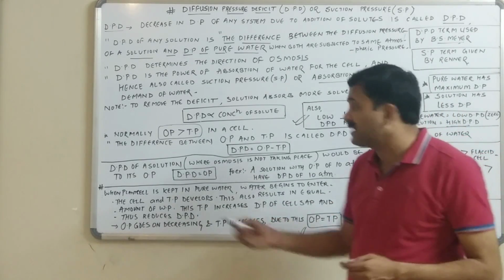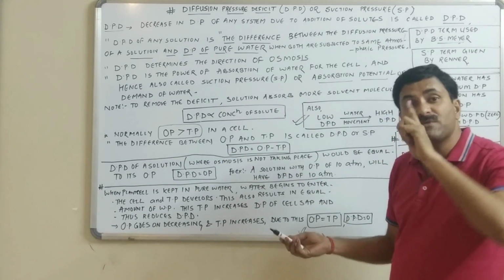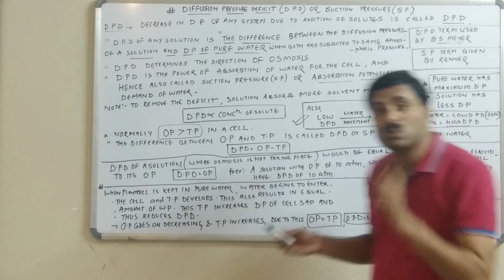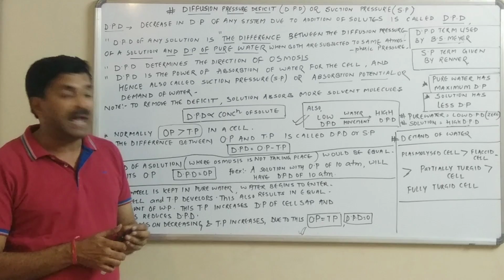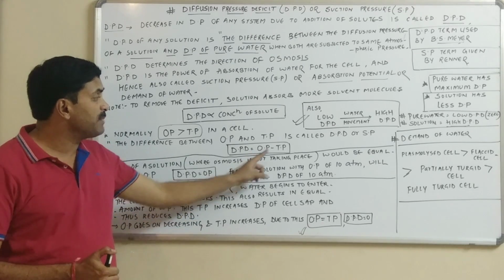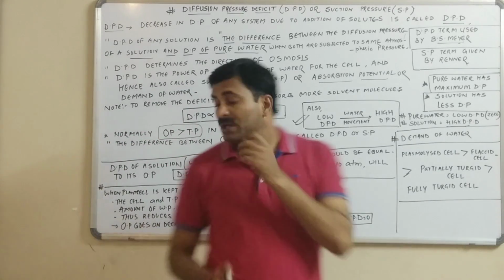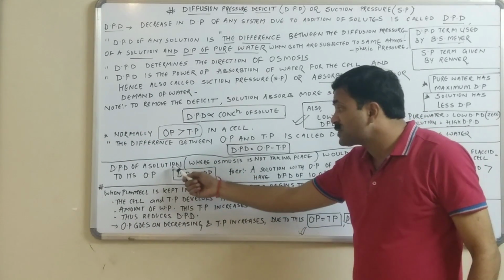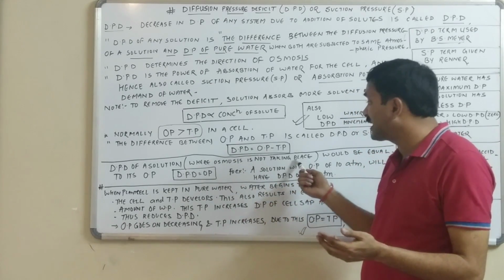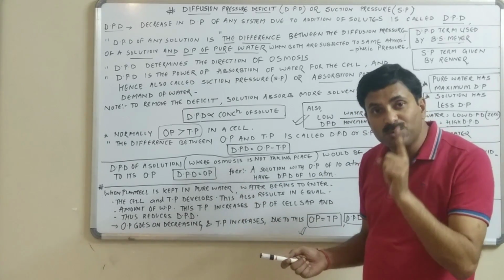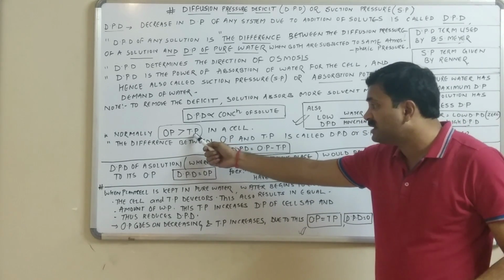So I can say that the difference between the OP and the TP is called the DPD or SP. So we can formulate the DPD as DPD is equal to OP minus TP. Now, the DPD of a solution when osmosis is not taking place, what have I said? When osmosis is not taking place, it means OP is greater than TP.